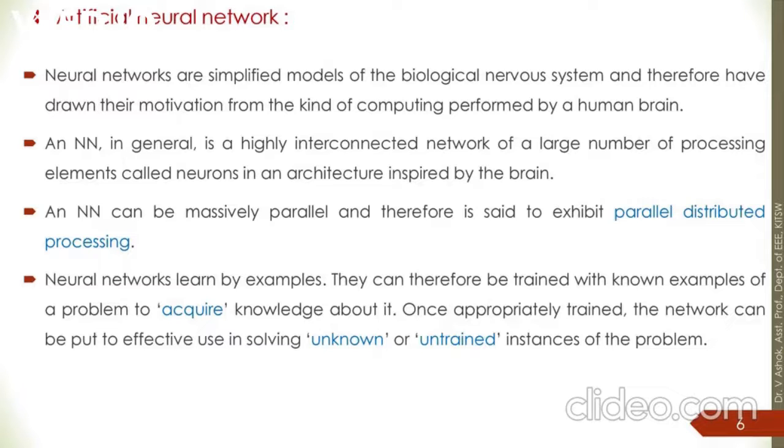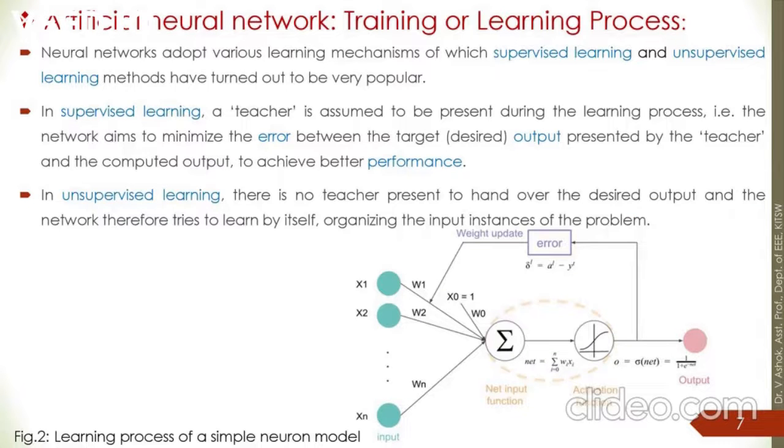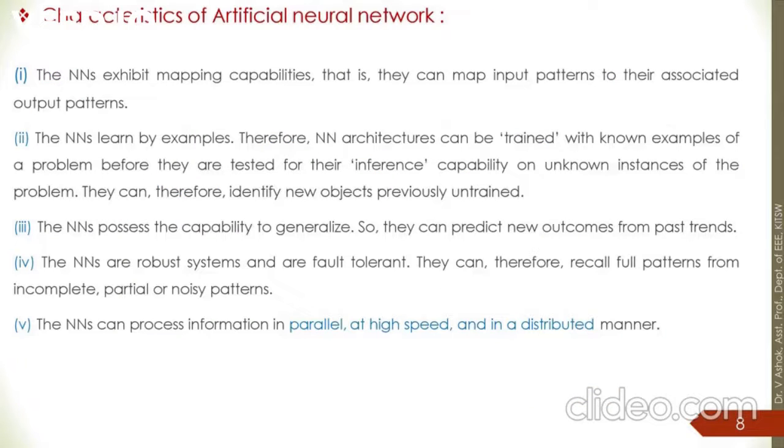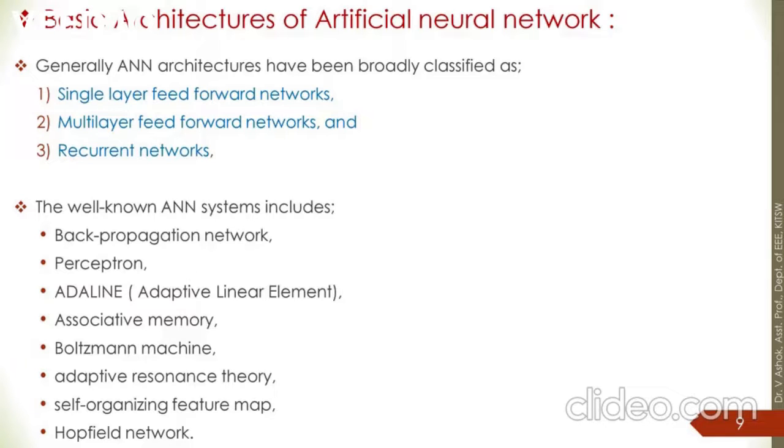So neural networks are simplified models of biological nervous systems, which I discussed already. Massively parallel data will be evaluated in this. Neural networks have various learning methods, which are supervised learning and unsupervised learning. In supervised learning there will be a teacher. In unsupervised there is no teacher; the student is understanding everything. It exhibits mapping capabilities, so this neural network learns by examples.